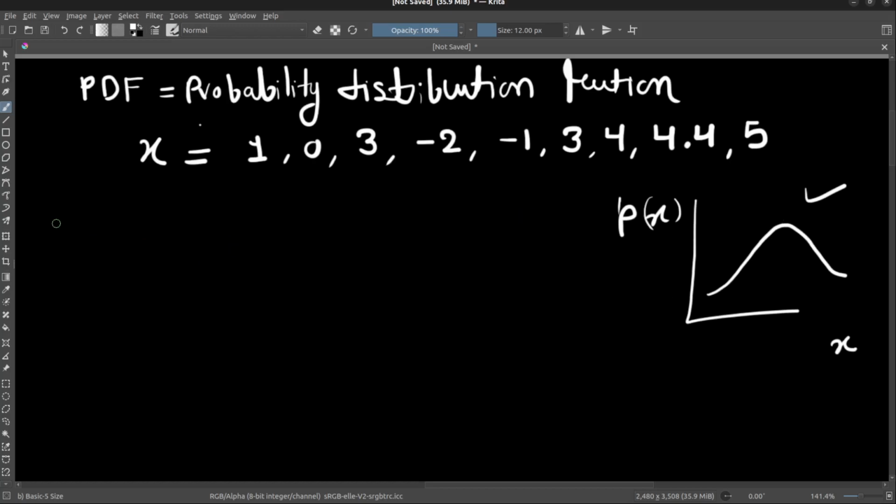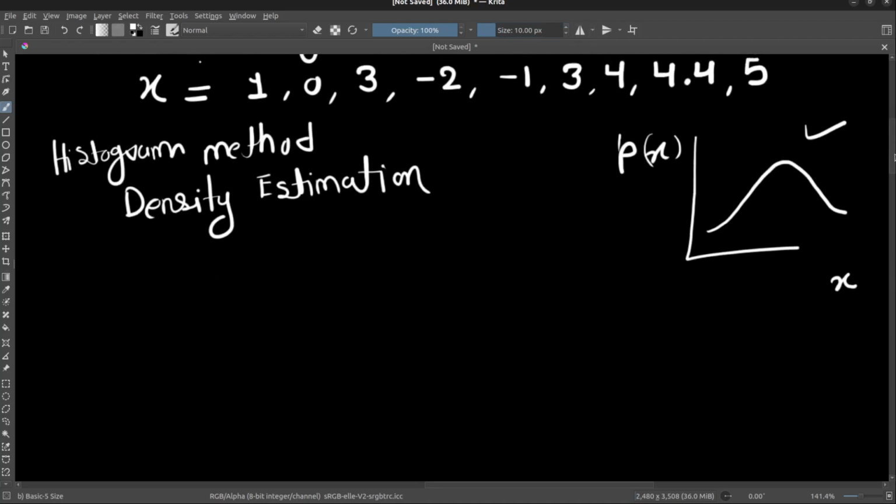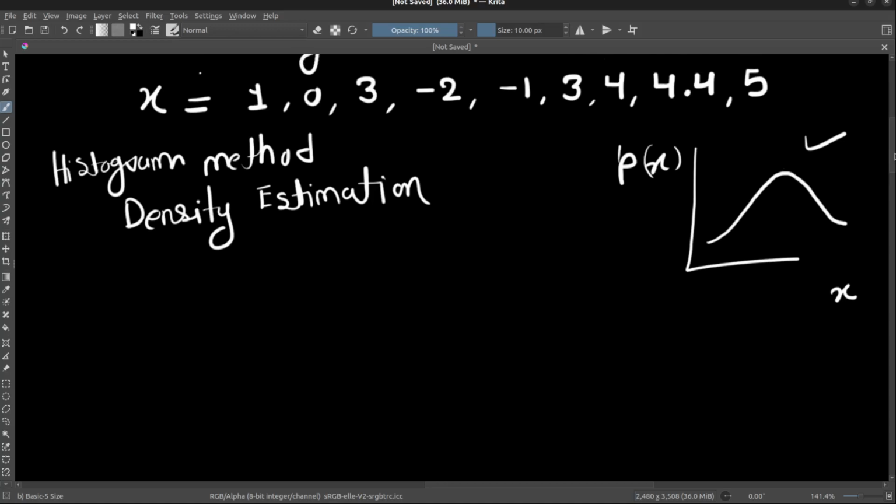In this method I am using the technique called the histogram method for density estimation. Right, so this is now given. Now let's proceed. So these are the points given to us. The next task is this.